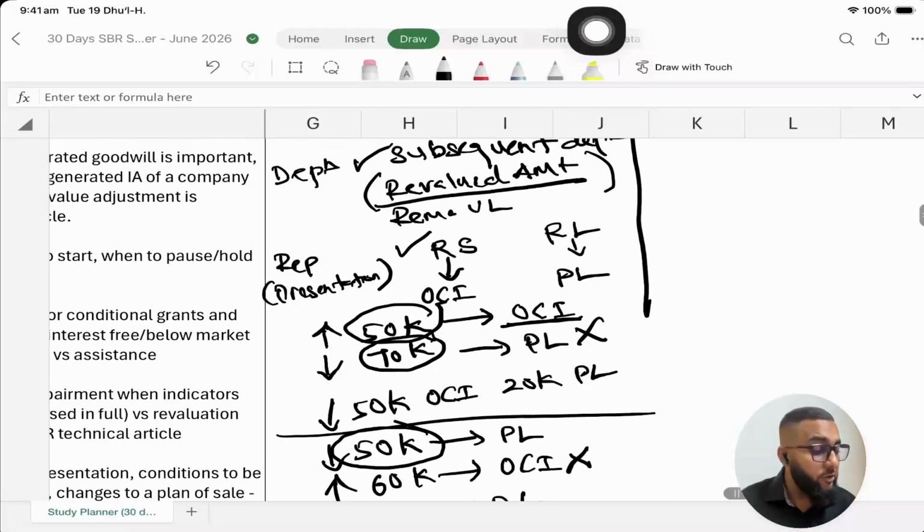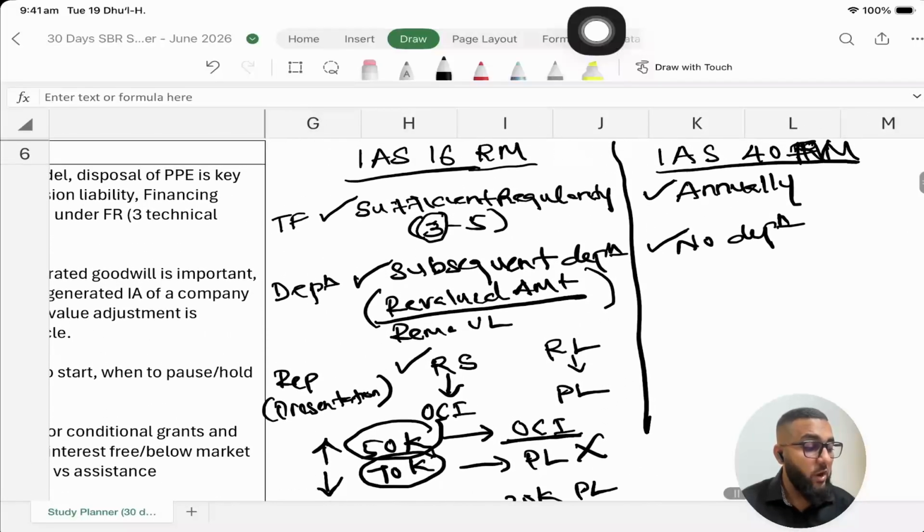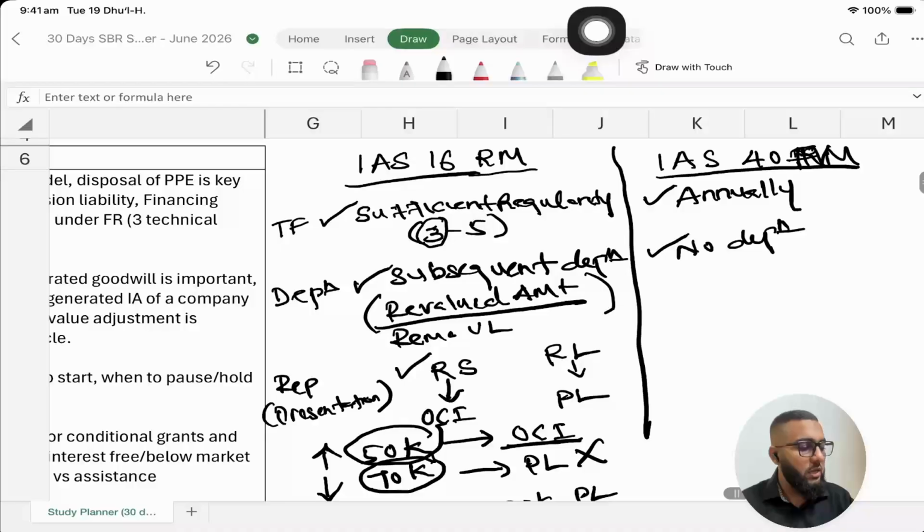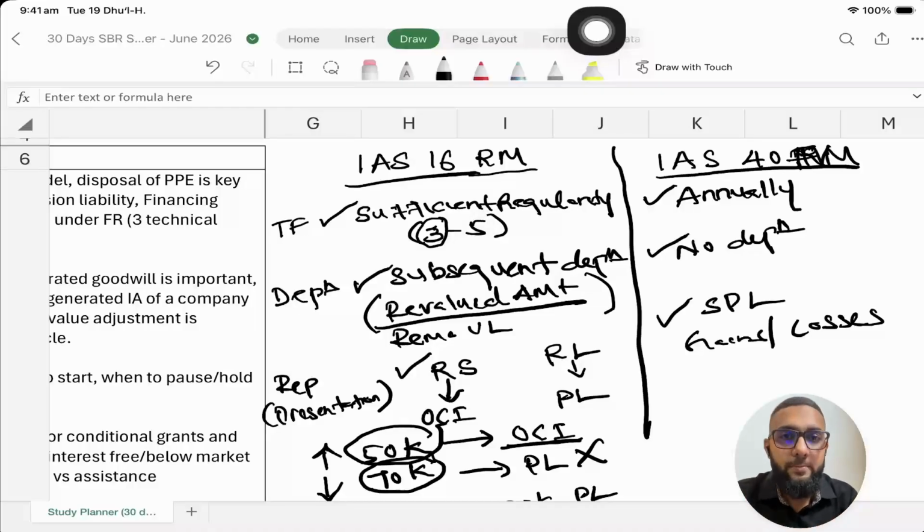And then when you talk about the reporting and presentation aspect for the IAS 40 fair value model, all the gains and losses are to be recognized and presented through profit and loss. All the gains or losses. There is no OCI component here.